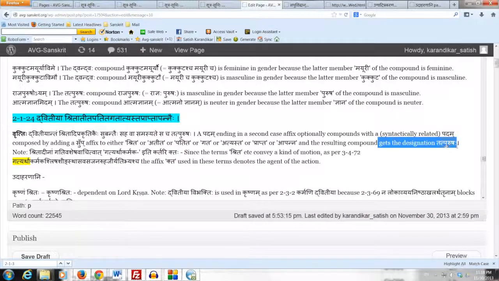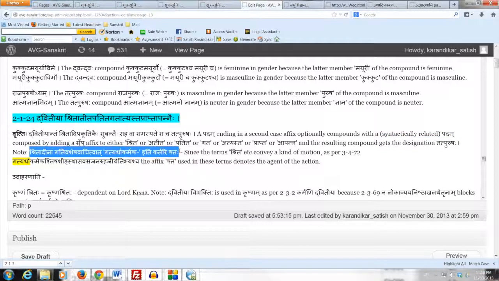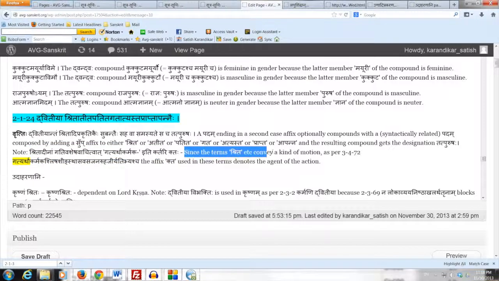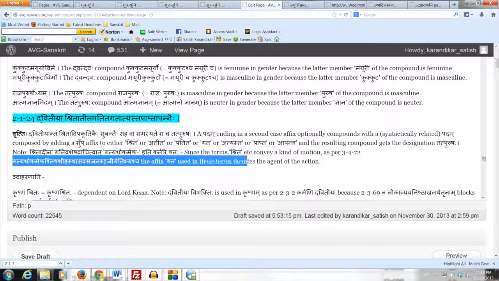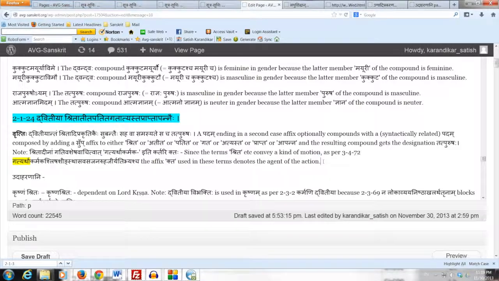The note here says: shritadinang gati vishesha vachitvat gatyartha karmaka iti kartari ktaha. This means that since the terms shrita, etc., convey a kind of motion as per the sutram 3.4.72, gatyartha karmaka, etc., the affix kta used in these terms denotes the agent of the action. It obviously has to be so, because how can they take an object unless they denote the agent of the action? In order to connect with a dvitiyantam padam, which denotes the object of the action, these terms shrita, etc., must denote the agent of the action.